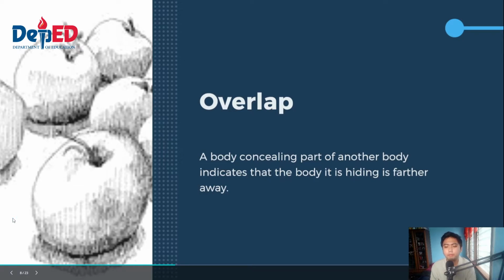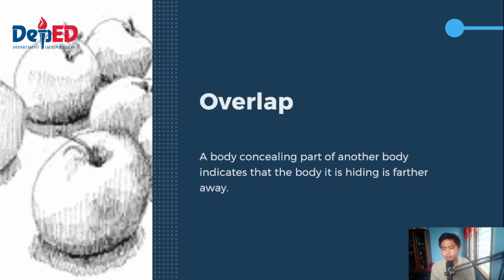Overlap: a body concealing part of another body indicates that the body being hidden is farther away. So again, let's say you're drawing buildings. The farther it gets from the initial building, the front one, it should be overlapped. It depends on how the perspective is. If you're looking straight on it, the ones behind should have the other qualities, like softer edges, farther distances, smaller size, and so on that we mentioned earlier. It simply means that they are being overlapped by the image in front of it.